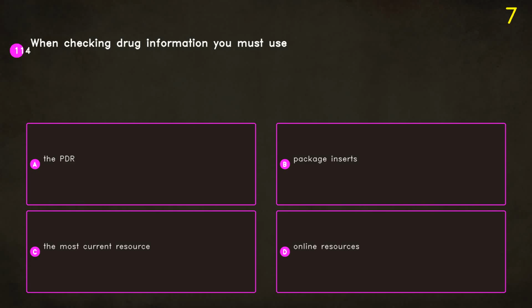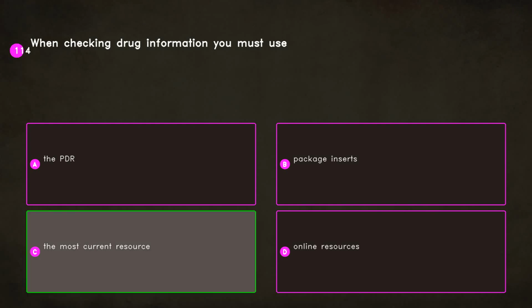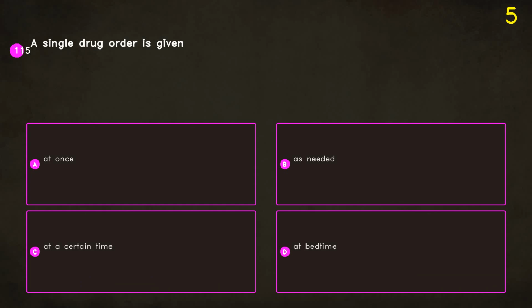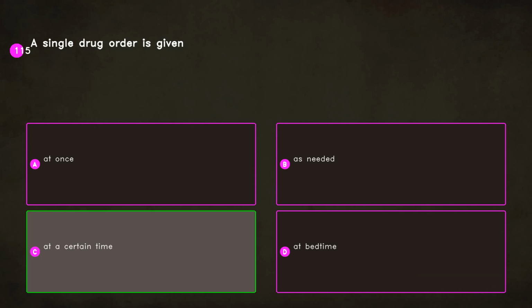Question 114. When checking drug information you must use A. the PDR. B. the package insert. C. the most current resource. D. online resources. The correct answer is the most current resource. Question 115. A single drug order is given A. at once. B. as needed. C. at a certain time. D. at bedtime. The correct answer is at a certain time.